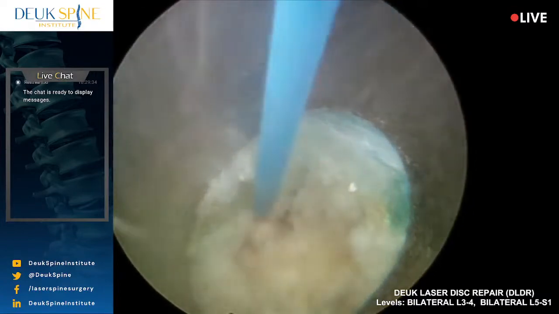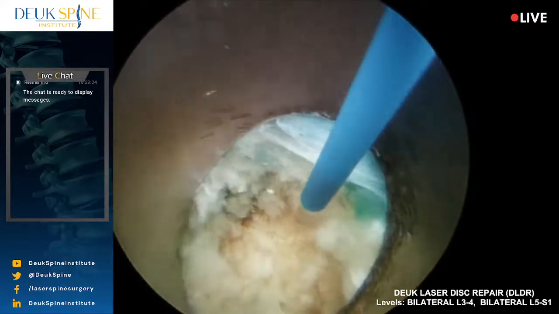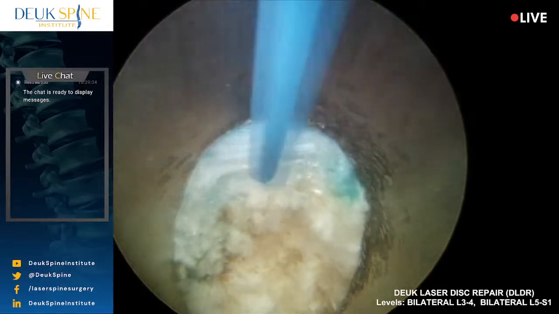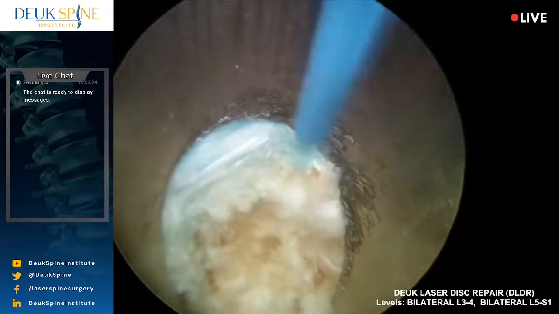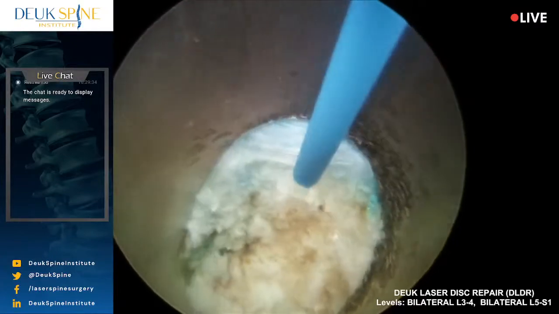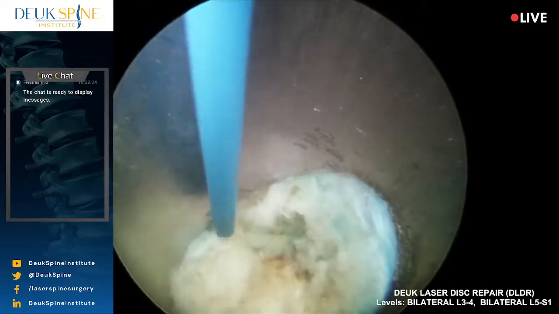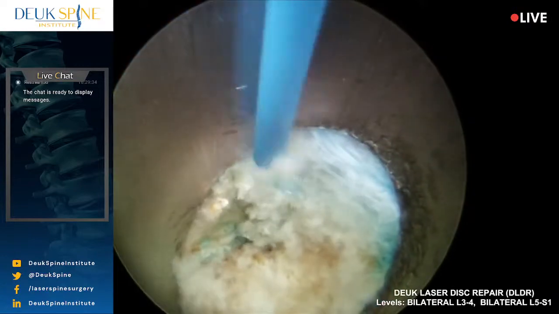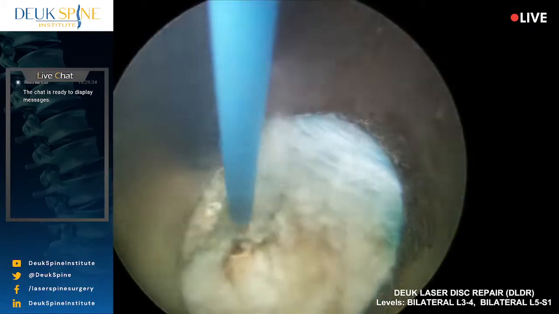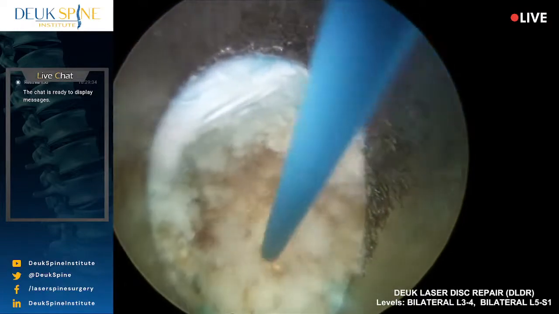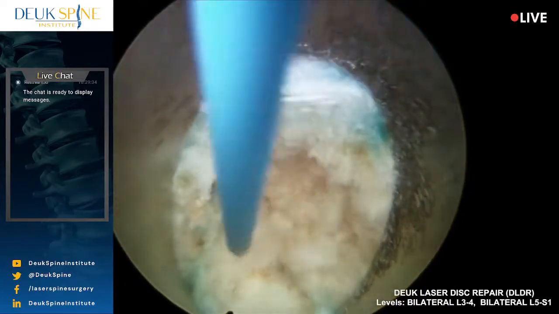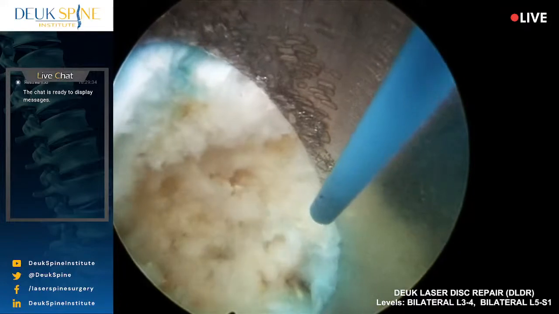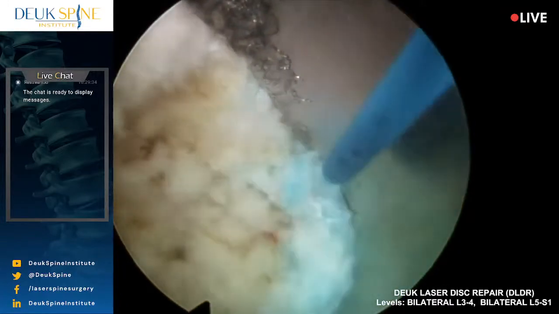Yeah, thank you. All right, we're just about done with this disc. You can see the fibers of the posterior longitudinal ligament there. This has been quite an interesting herniation. It wasn't as scarred up as I thought it would be. So that tells me that if this patient's had a 9-year history of back and leg pain, this disc must have been a more recent injury in the 9 years.